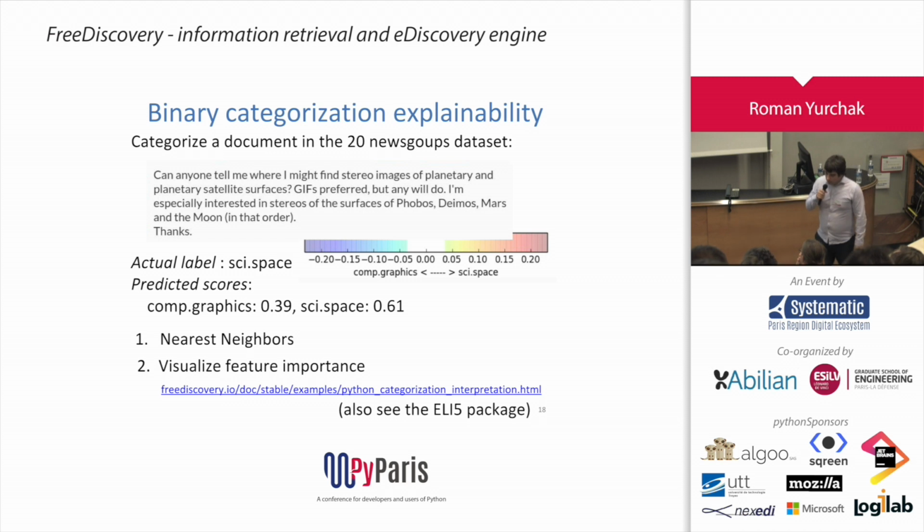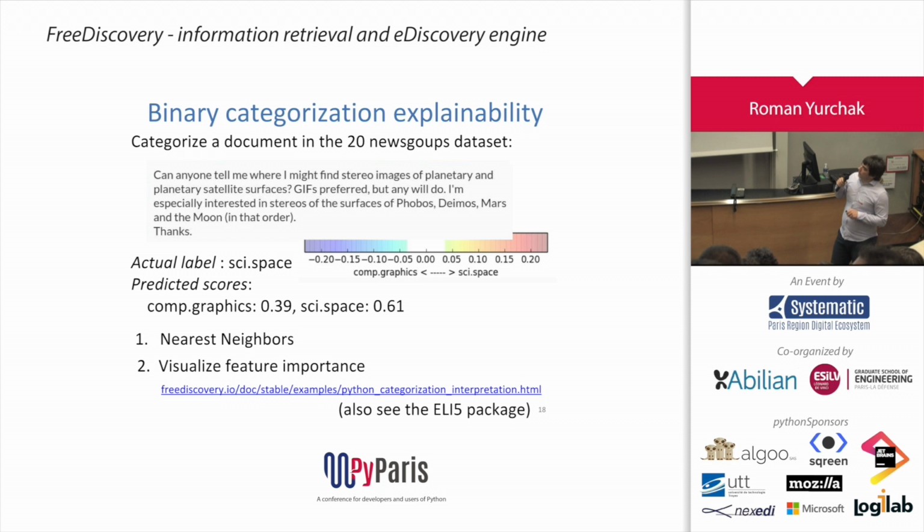Another important point is that in the field of legal discovery, you need to be able to explain why a given document got included or excluded from the data set you're submitting to the court, right? So, for instance, let's take this short email from the 20 newsgroups data set, where the categorization was between two newsgroups. One was comp.graphics, the other one was sci.space. This one is from sci.space.